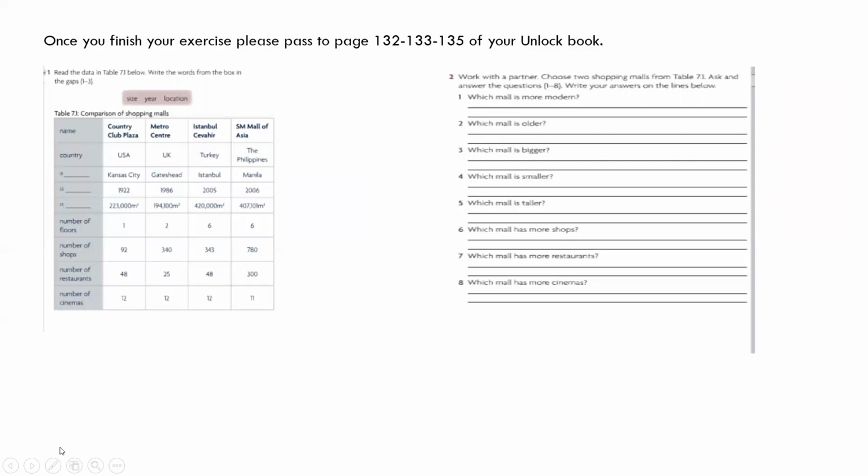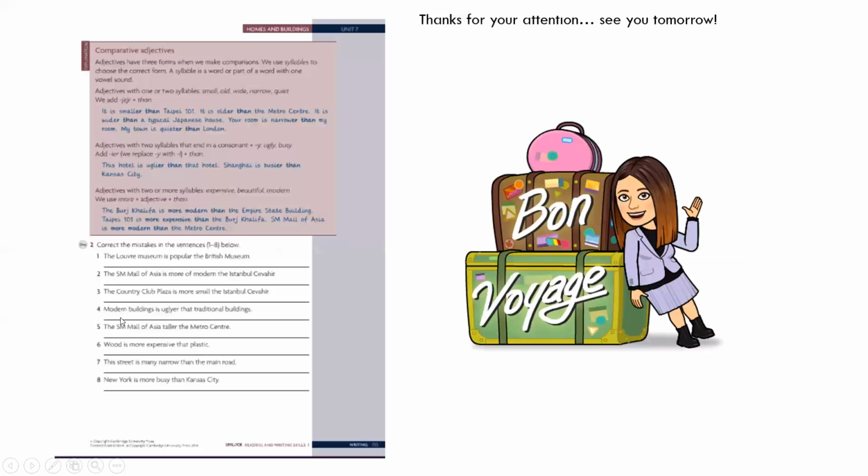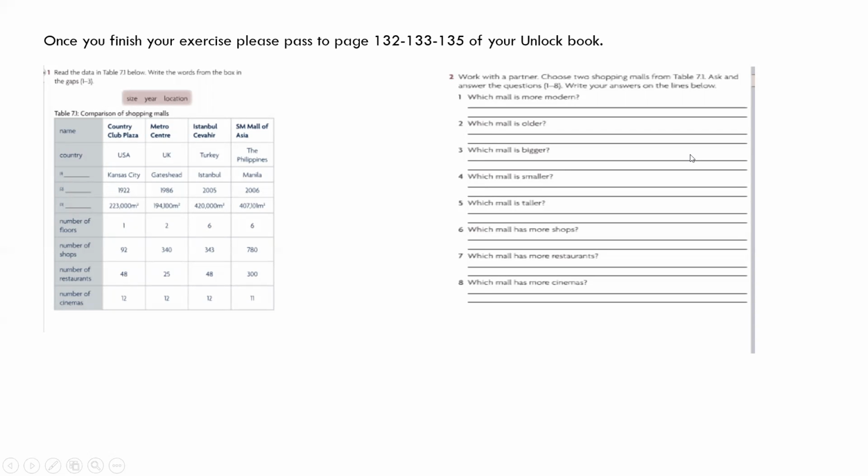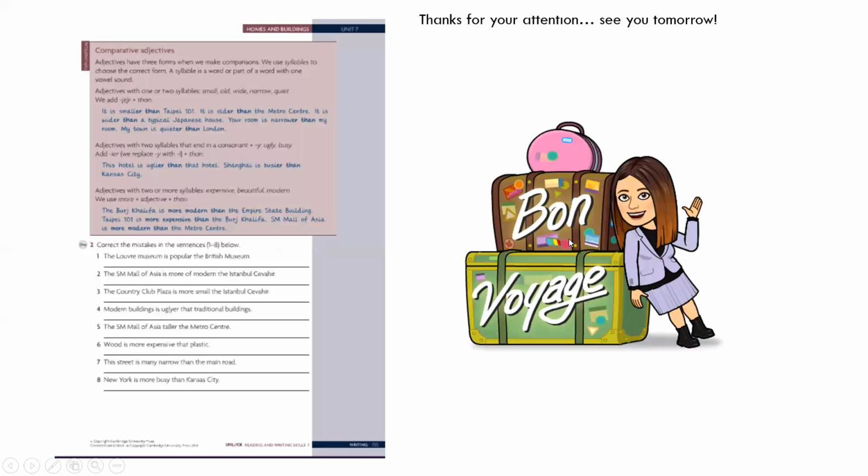Once you finish your exercise, please pass to page 132, 133, 135 of your logbook.